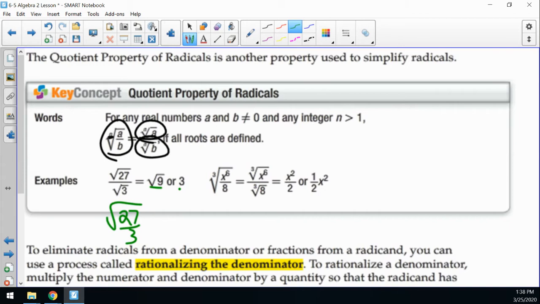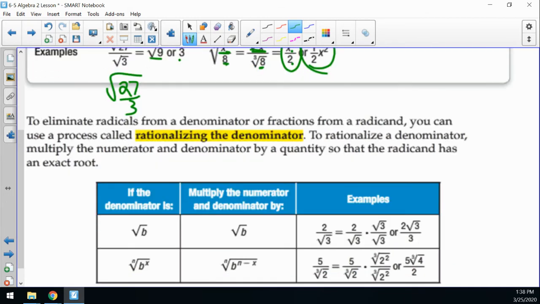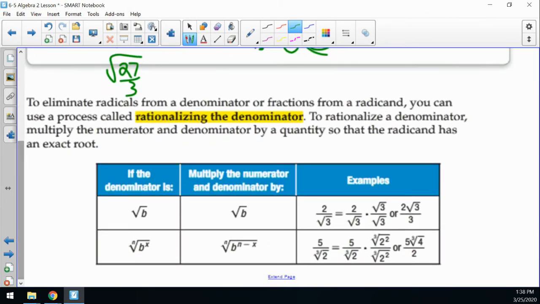And so the same thing can be true when we're looking at nth roots of variables and stuff like that, right? So right here, the 3rd root of x to the 6th is going to be x to the 2nd. And the 3rd root of 8 is going to be 2. And so I can write it as x squared over 2. That's how I would write it. Or you could write it as 1/2 x squared. Both are correct, right?